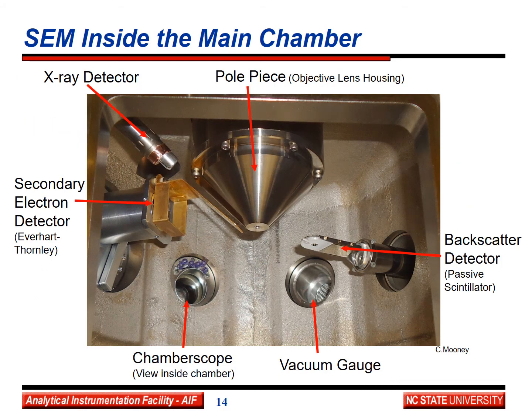Inside the main chamber of the SEM, we find the objective lens. The objective lens housing is typically called the pole piece. There is also a passive scintillator backscatter detector, an Everhart-Thornley type secondary electron detector, an X-ray detector. In addition to those detectors, we have an infrared camera, which allows us to see inside the microscope, and also a vacuum gauge.